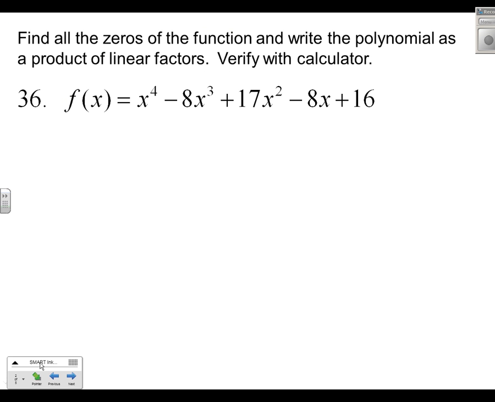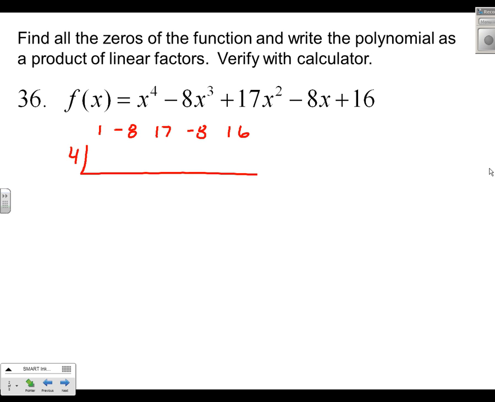I can synthetically divide 4 through this guy. So here we go. That is 1x to the 4th minus 8x cubed plus 17x squared minus 8x plus 16. No holes in that. In other words, I have an x to the 4th, x to the 3rd, x squared, x to the 1st, x to the 0th term. We decided we're going to try to run 4 through that. Of all the choices, I'm feeling lucky with 4. 1 times 4, add them, negative 4 times 4, negative 16, add them, positive 1 times 4, 4, add them, negative 4 times 4, negative 16, and once again I got lucky.